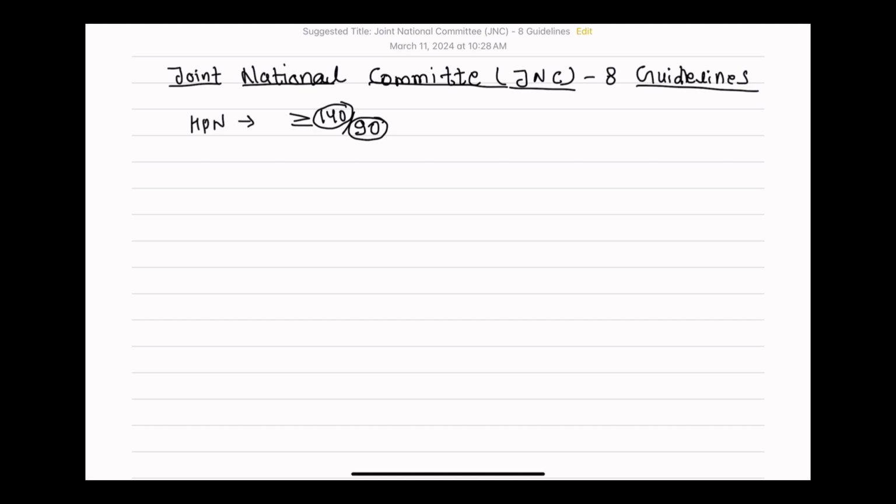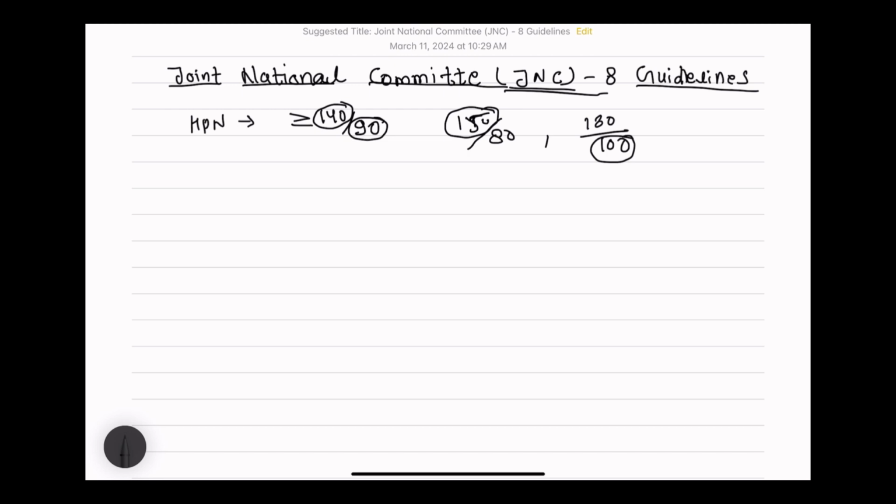Suppose the BP is 150 over 80. In this case the systolic pressure is high, so it is considered hypertensive. And in another case, if it is 130 over 100, we can see the diastolic is 100, so according to JNC it is also considered hypertension. So now we understand what hypertension is according to the JNC 8.